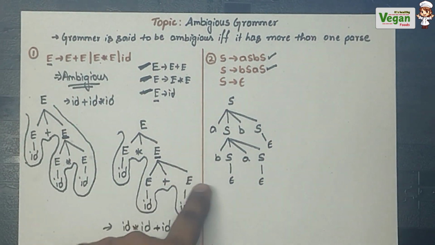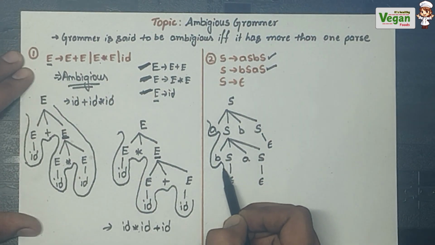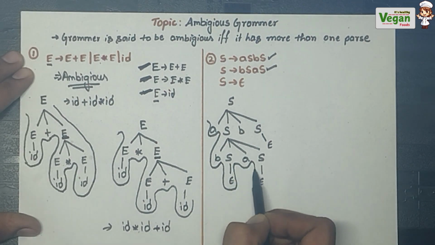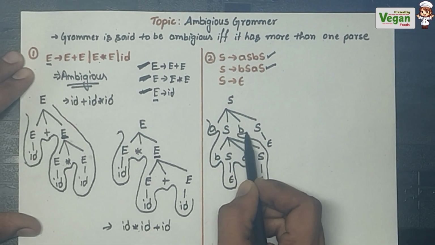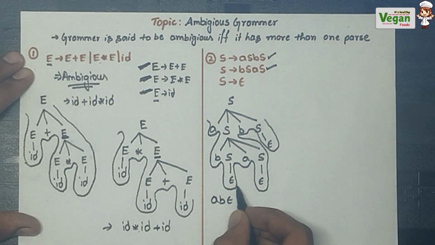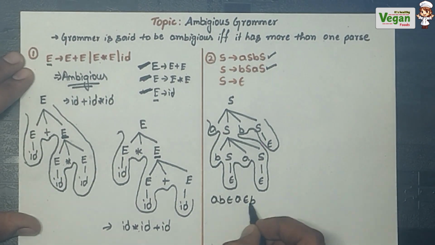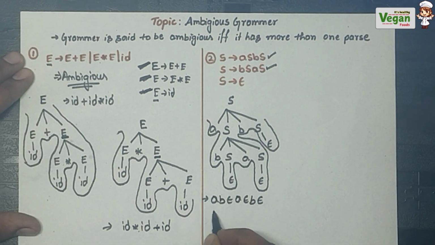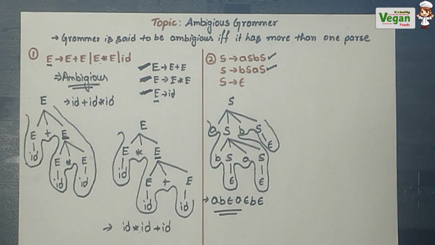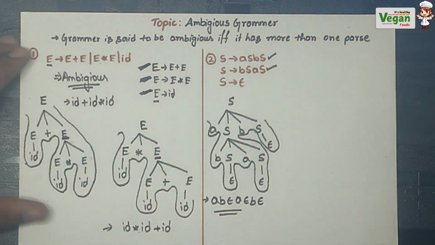Now what you must do is traverse. So A is there, B is there, epsilon is there, A is there, epsilon, B, epsilon. A, B, epsilon, A, epsilon, B and epsilon. So this is the first string for the first parse tree. Now let's see whether we can construct another parse tree so that we can prove the given grammar is an ambiguous grammar.